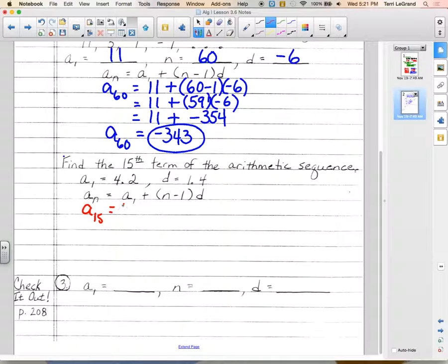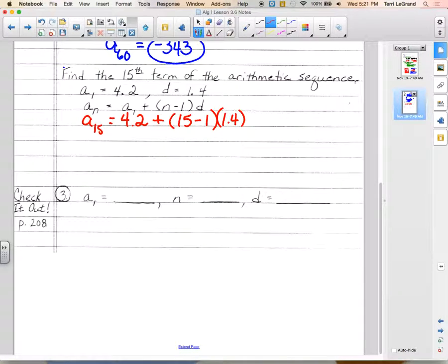Our a sub 1, or in other words, the first term of the sequence, is 4 2/10. We're looking for the 15th term, so that's our n. And our d value is 1 4/10. So we're going to do the subtraction first. We're just going to bring everything else along. So we actually have 14. That's going to get multiplied times our common difference of 1 4/10.